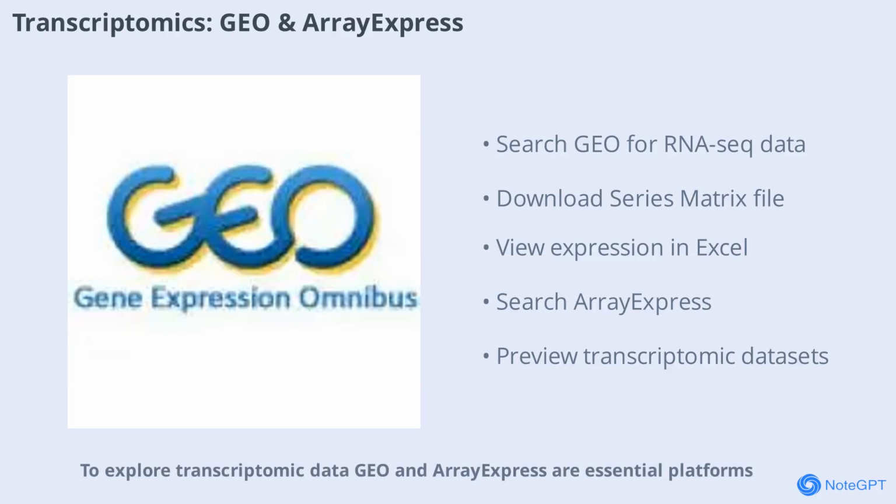Explore transcriptomic data. GEO and ArrayExpress are essential platforms. Open NCBI.nlm.nih.gov/geo and search for datasets like breast cancer RNA-seq. Download a series matrix file and view expression levels in Excel. Then visit ExPASy.uk/ArrayExpress and search for similar datasets.